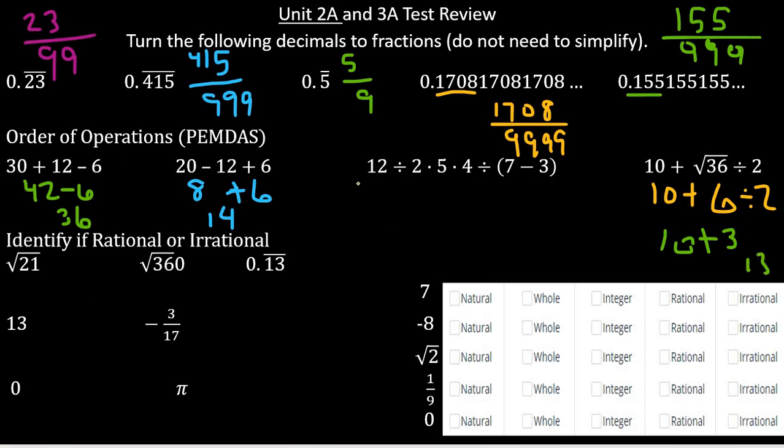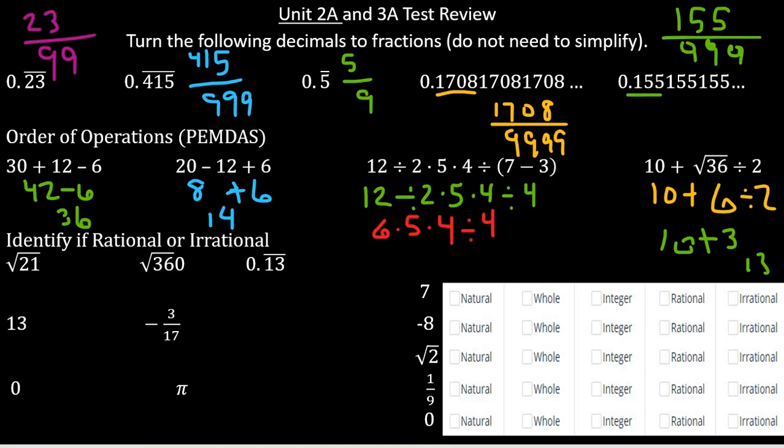Now the next one, right there, the 12 divided by 2 times 5 times 4, divided by all that stuff. Well, we need to do the parentheses first. 7 minus 3 is 4, so I'm going to pause it and rewrite everything. And this part is important. We want to do multiplication and division. You have to do it from left to right, so one at a time. So 12 divided by 2 is 6. So that's going to give us 6 times 5 times 4 divided by 4.